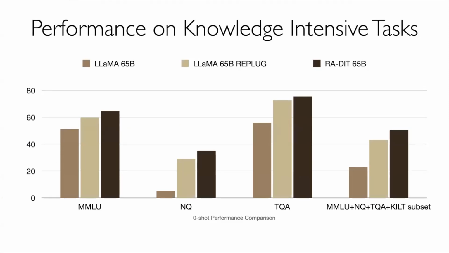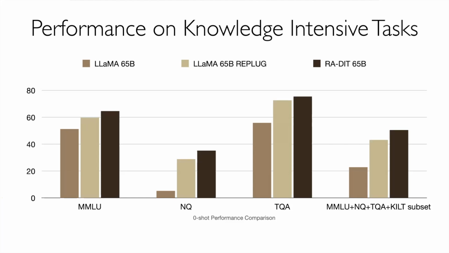Okay, so first we'll go through our model performance on several widely used knowledge-intensive task benchmarks, including MMLU, Natural Questions, TriviaQA, and also them combined with a subset of KILT tasks. We compare our model with a base Llama model and also the Llama model just using off-the-shelf retrieval augmentation. Here we see that adding retrieval augmentation is effective for Llama models, both before and after fine-tuning.